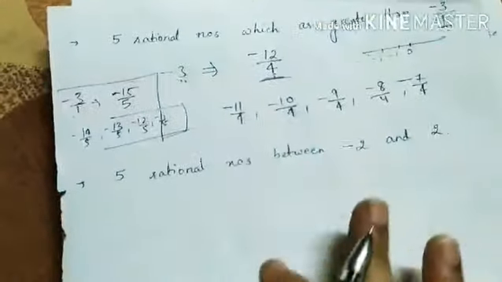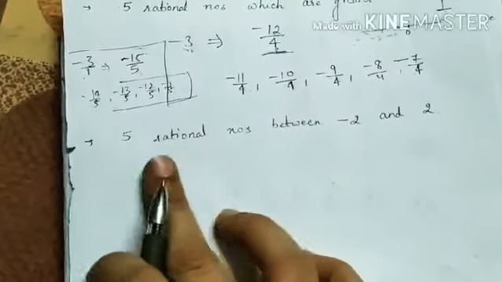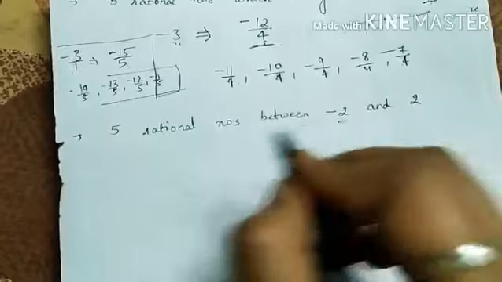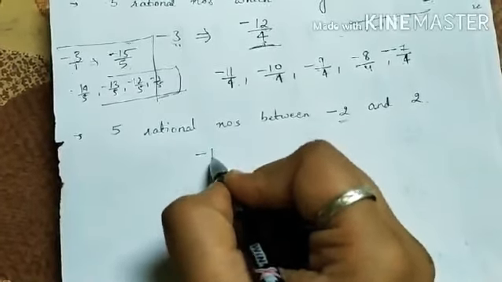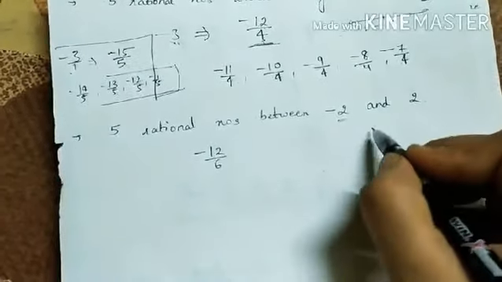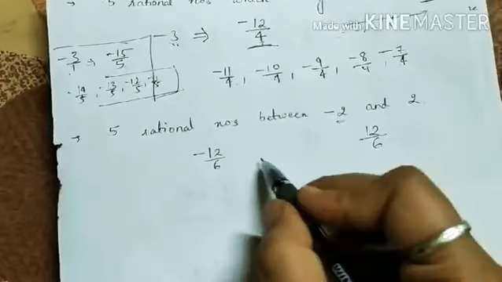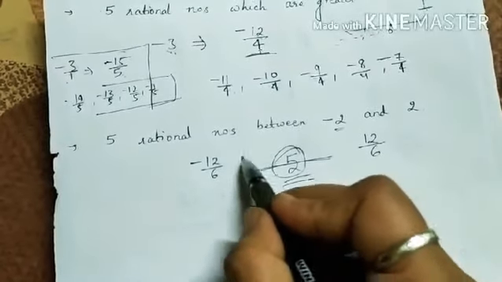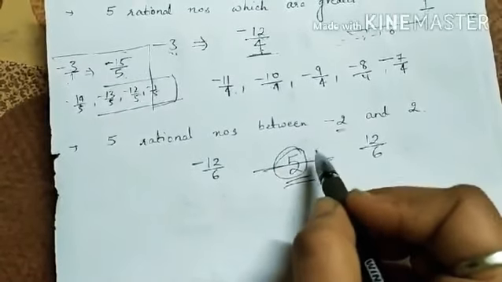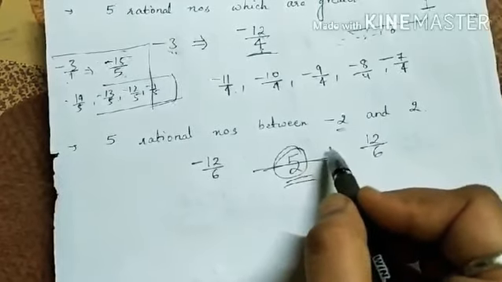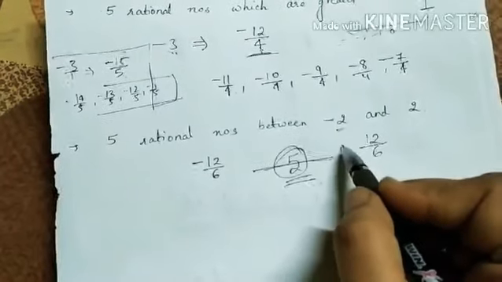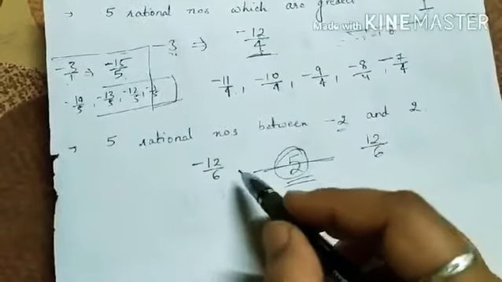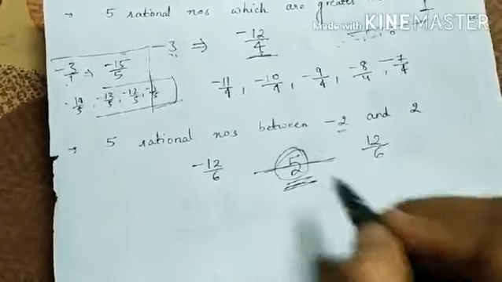So now the next question is 5 rational numbers between -2 and 2. The same thing as I have told you. -2 we can write as -12/6, right? And 2 we can write as 12/6. Can you write 5 rational numbers between these? Obviously, I guess now you can write -11/6, -10/6, 9/6, 10/6, 11/6 and 12/6. Any rational numbers you can take and write. Okay? Understood? I guess now you have understood what it will become.